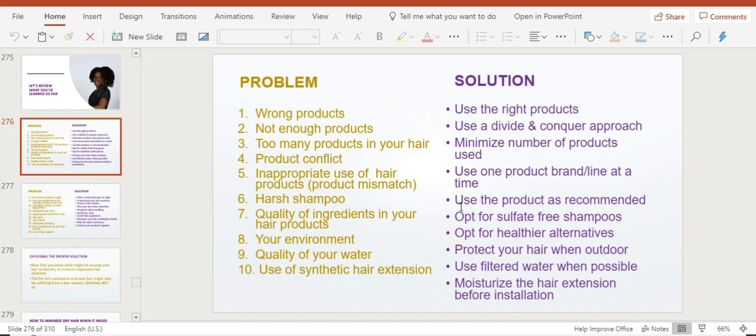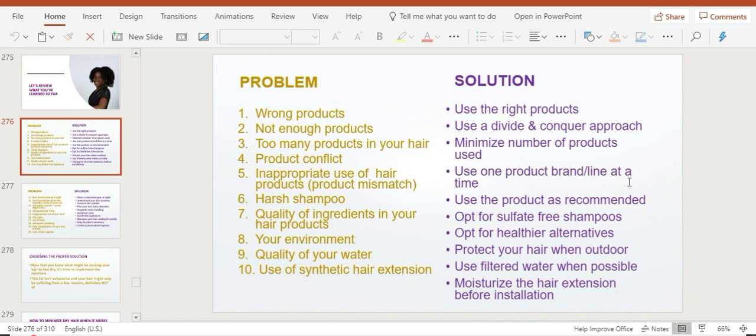And then I went over harsh shampoos. Some shampoos are not great for natural hair, especially type 4 hair. My proposed solution was to use sulfate free shampoos, and I shared a link to a blog post where I recommended some sulfate free shampoos you can use in your hair.